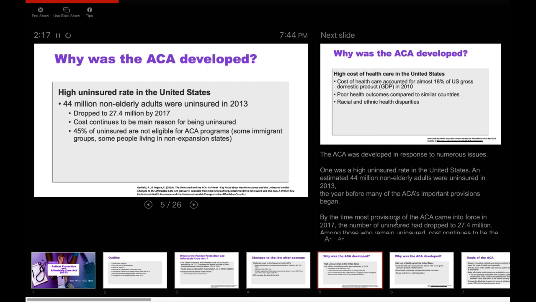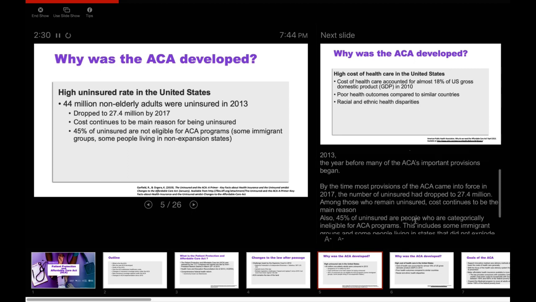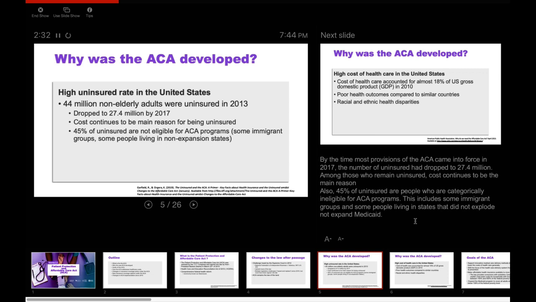The ACA was developed in response to numerous issues. One was the high uninsured rate in the United States. An estimated 44 million non-elderly adults were uninsured in 2013, the year before many of the ACA's important provisions began. By the time most provisions of the ACA came into force in 2017, the number of uninsured had dropped to 27.4 million. Among those who remain uninsured, costs continue to be the main reason. Also, 45% of uninsured are people who are categorically ineligible for ACA programs. This includes some immigrant groups and some people living in states that did not choose to expand Medicaid.